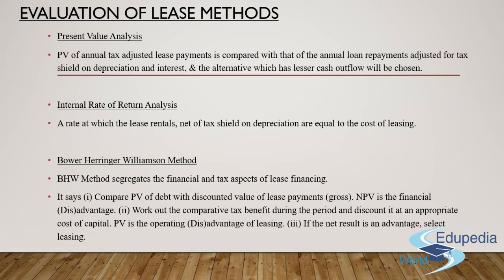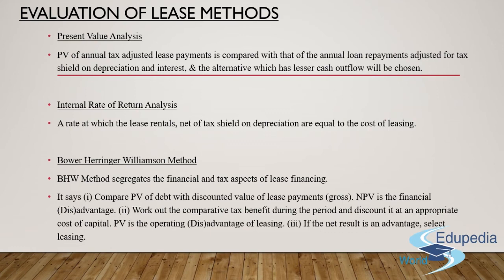Lastly, the Bower Herringer Williamson method. I'll better call it the BHW method. That will actually be simpler, because Bower Herringer Williamson is a pretty difficult name. Pretty cool, but we'll still stick to the BHW method. That will be far better, guys.